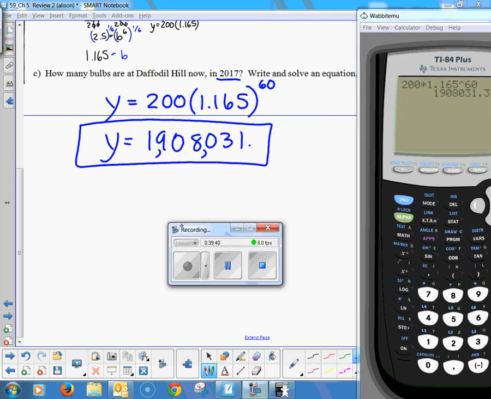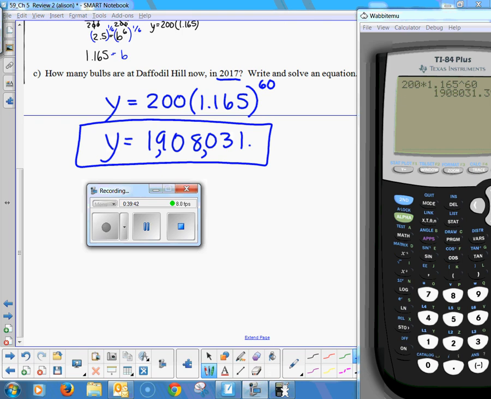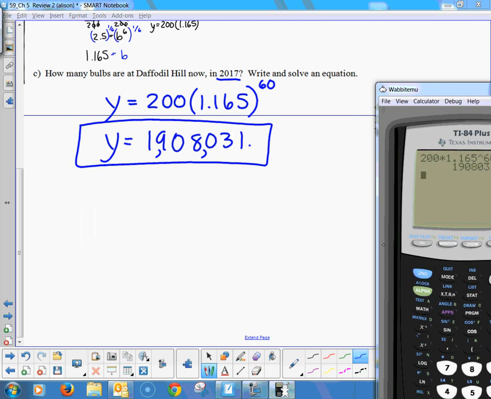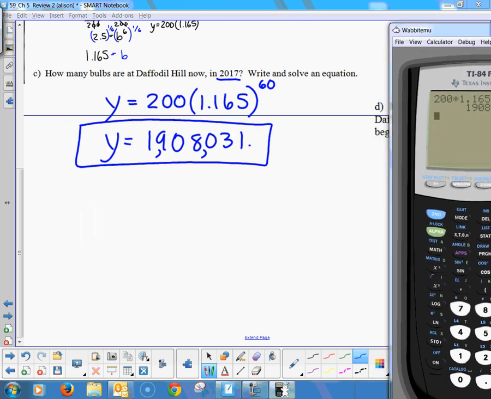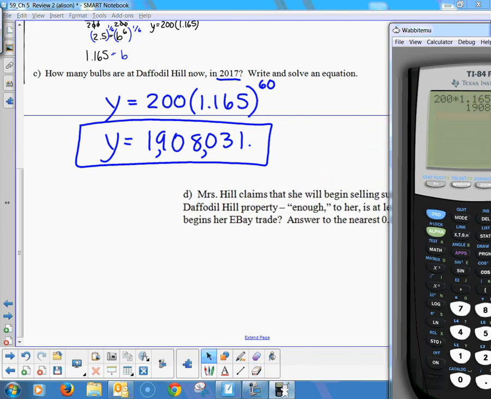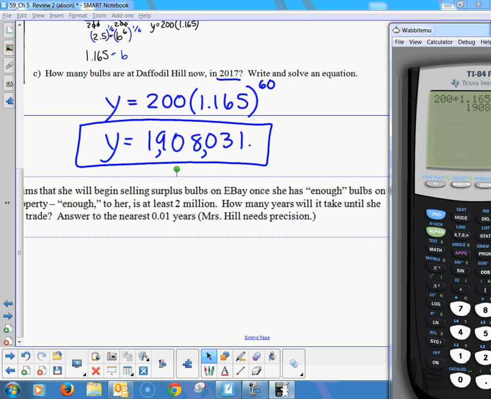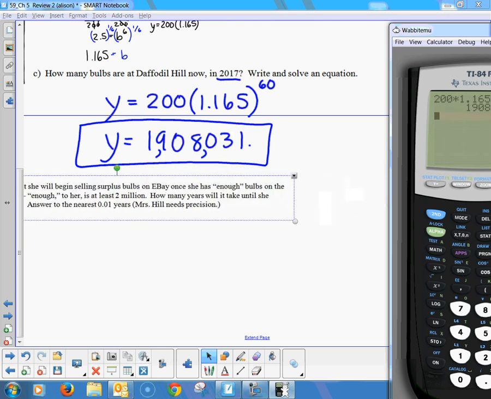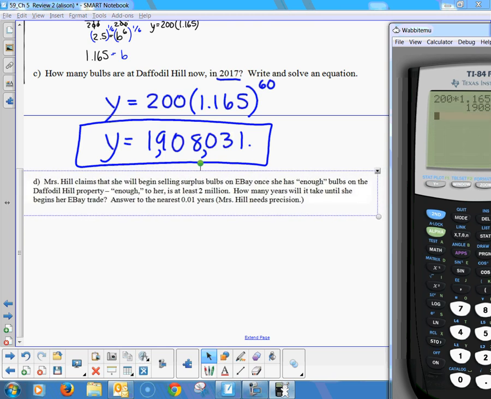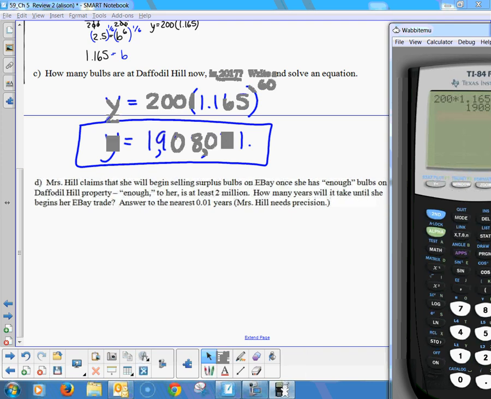Okay, and now, last but not least, let's minimize that. I should have made this problem 3 million for part D instead of 2 million. I think I made it 2, huh? Yep. Mrs. Hill claims that she's going to sell bulbs on eBay once she has enough. And that enough has to be at least 2 million.